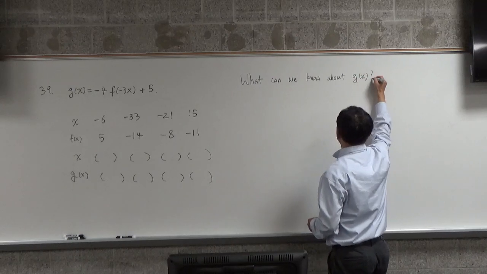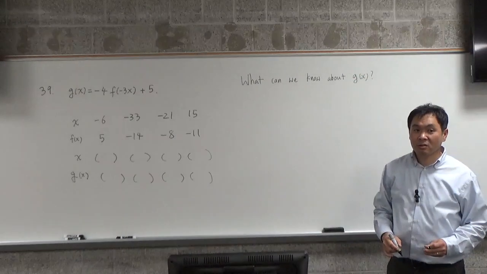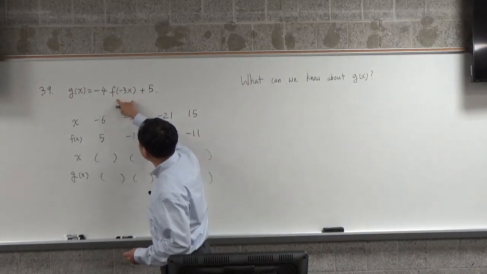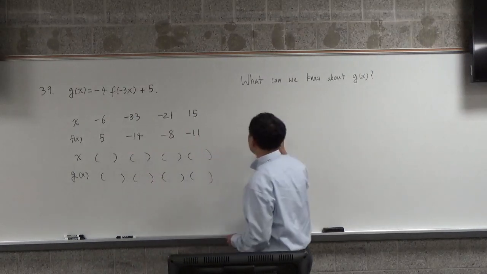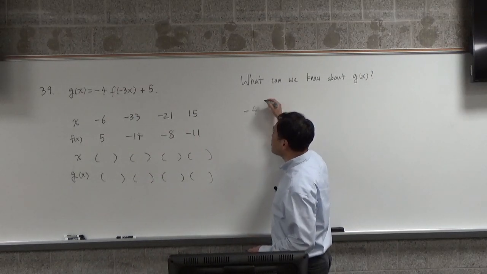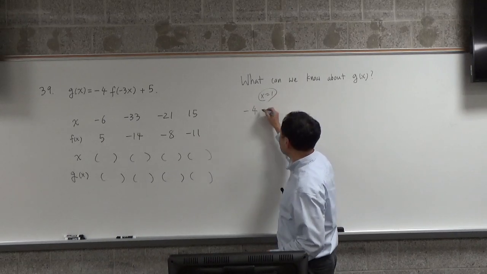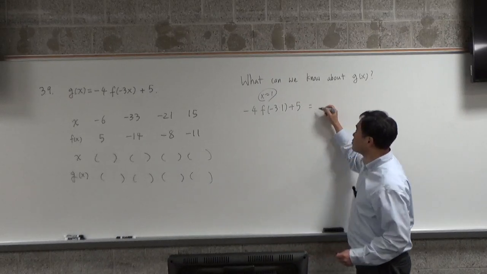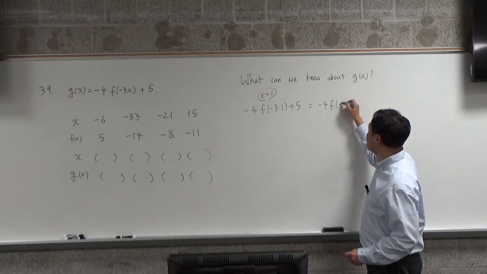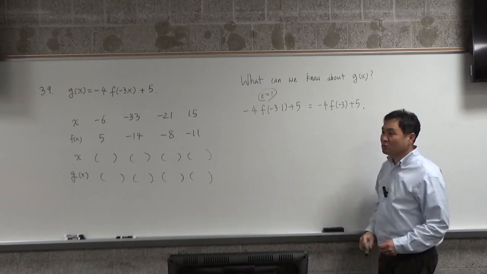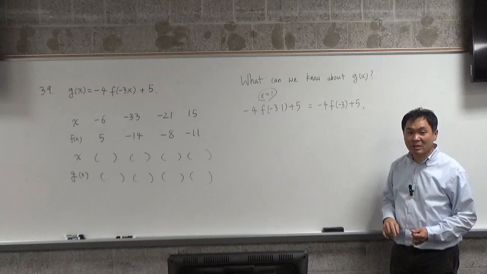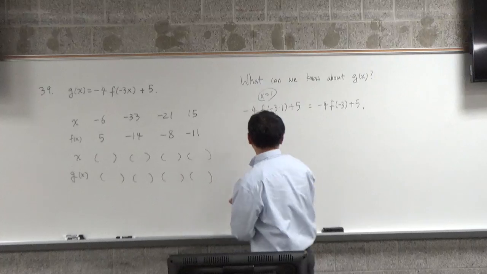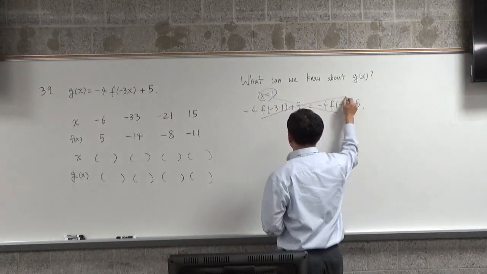Well, the trick is to plug in something in this x so that this is something that you can evaluate. So let me see what I mean. If I plug in x equals 1, for example, into the equation, this is going to be negative 4 times f of negative 3 plus 5. Do we know f of negative 3? No, it's not in the table. We have no idea what that is. So x equals 1 is not going to help us at all.